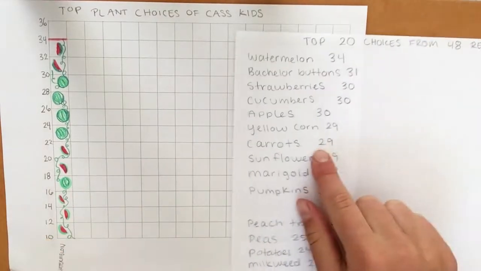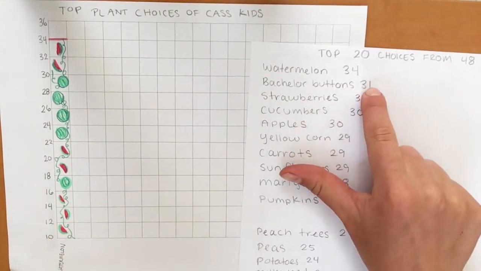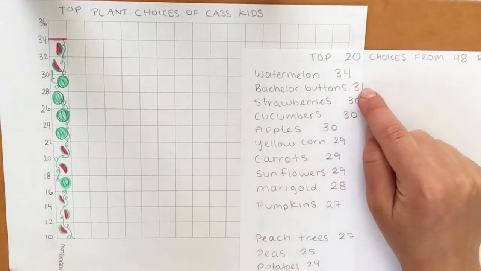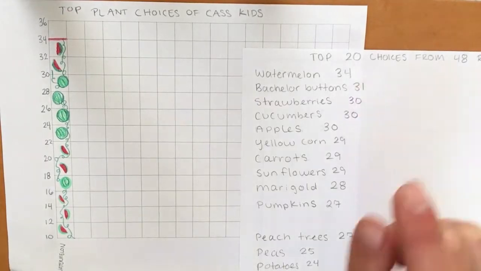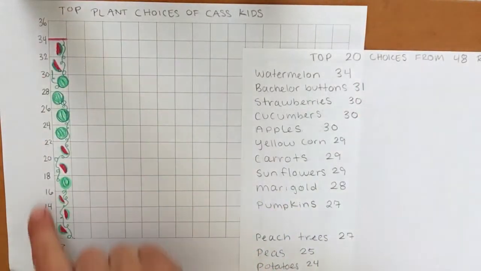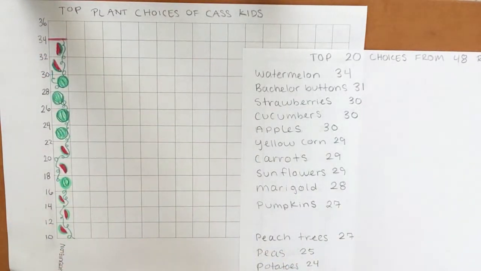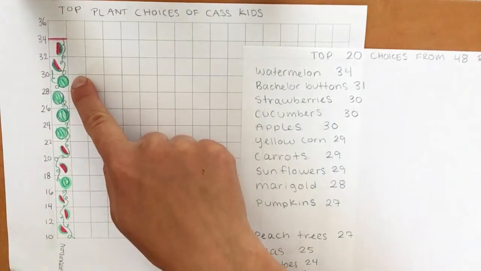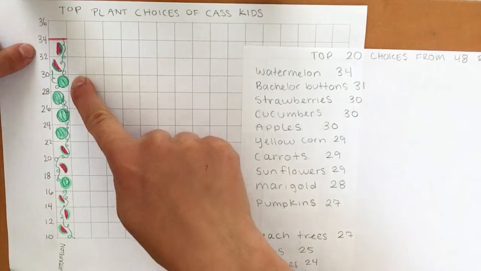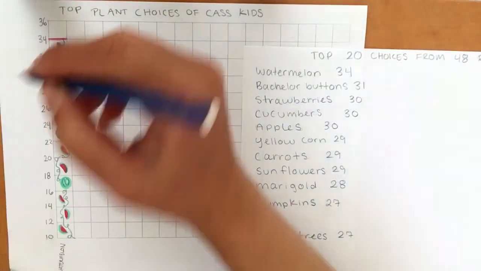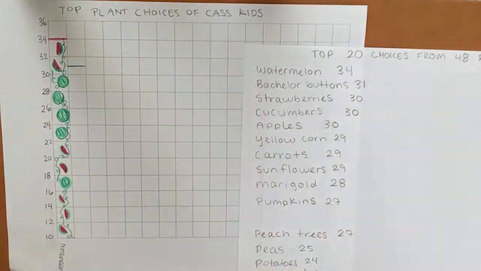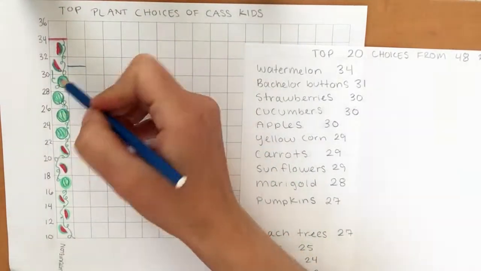Now let's go to the second most popular, bachelor buttons. That's a beautiful blue flower that bees and butterflies really love. 31 people wanted bachelor buttons. So where do you think we should go? How high should we go? Let's see, we could go up to 30, and then we could go halfway between 30 and 32 for 31. So for bachelor buttons, I'm gonna go halfway in between. There is 31 votes. And like I did here, I'm gonna draw bachelor buttons up and down.